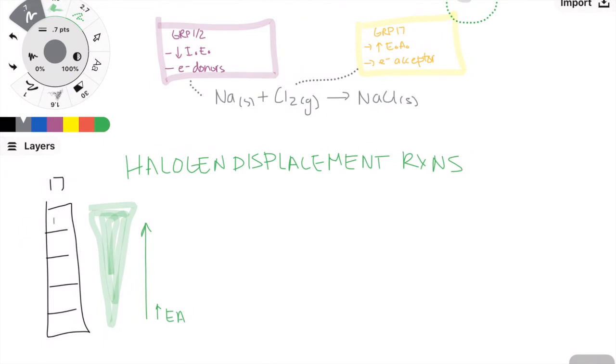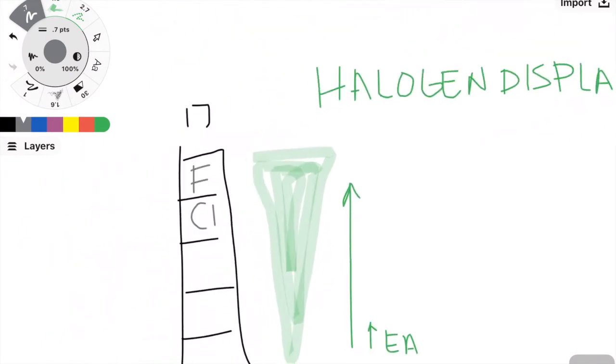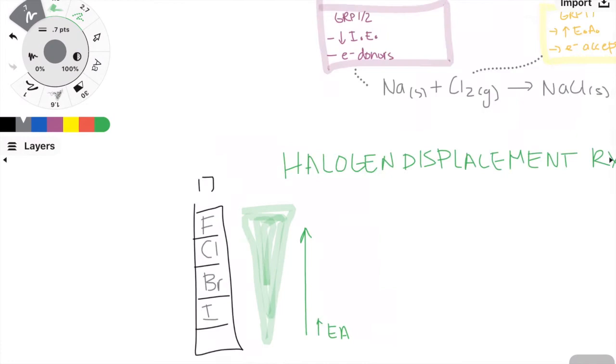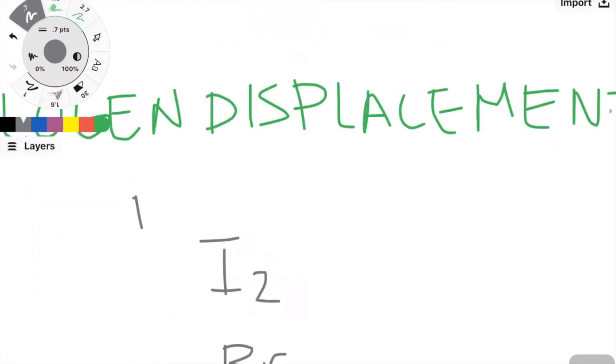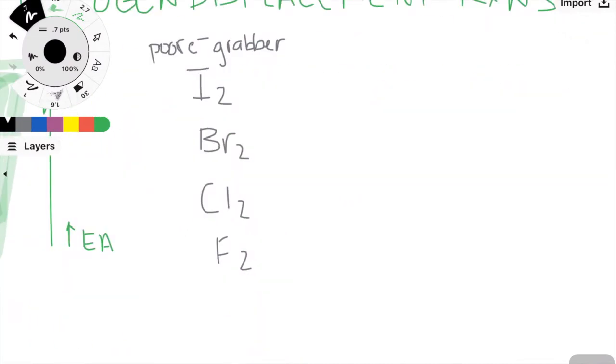That gives us a sort of way to predict what kind of halogen displacement reactions will happen. So take a look at what I'm drawing right now. So we have iodine, bromine, chlorine, and fluorine. And we're going from the poorest electron grabber, so they're the worst at grabbing electrons, to the best electron grabber. So it has the greatest electron affinity or the greatest electronegativity.